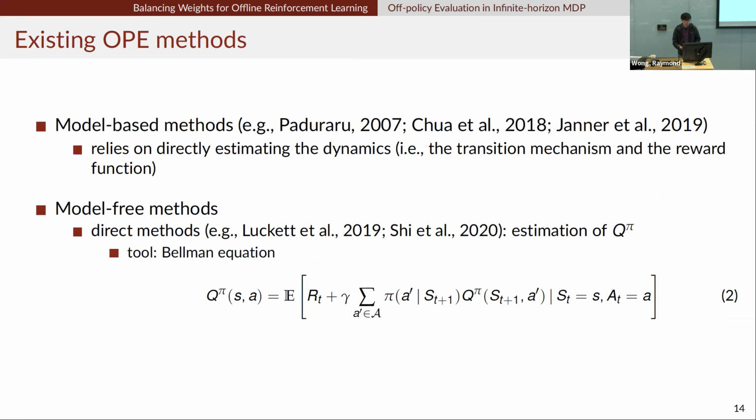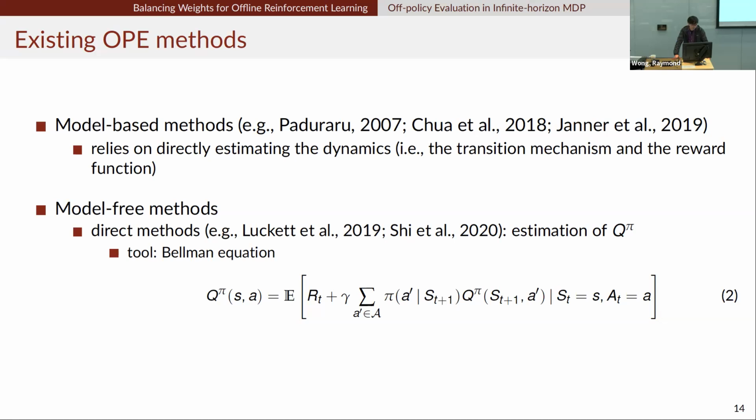So there are many different OPE methods. One big class of OPE methods is called model-based methods. This relies on directly estimating the dynamics. The other class is model-free methods, which try not to estimate the dynamics. We're going to focus on model-free methods. There are roughly three major categories of model-free methods.